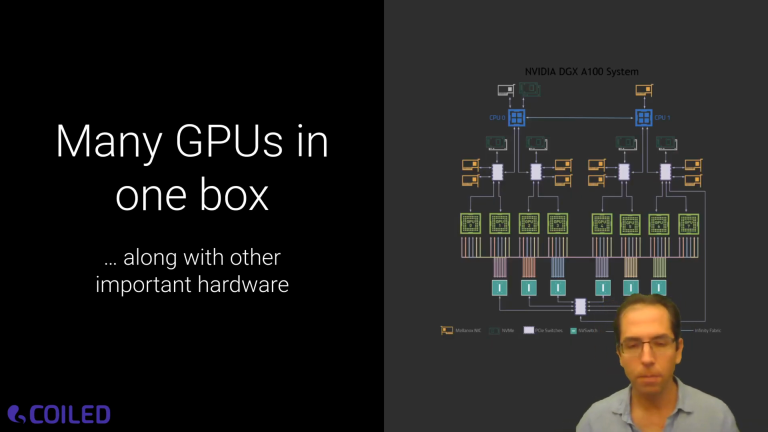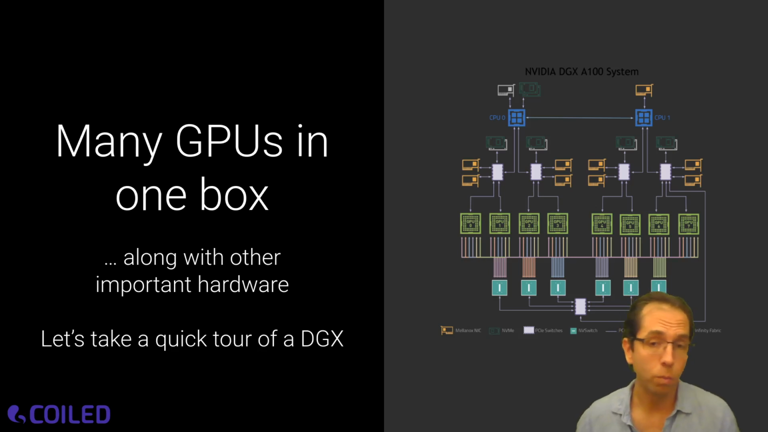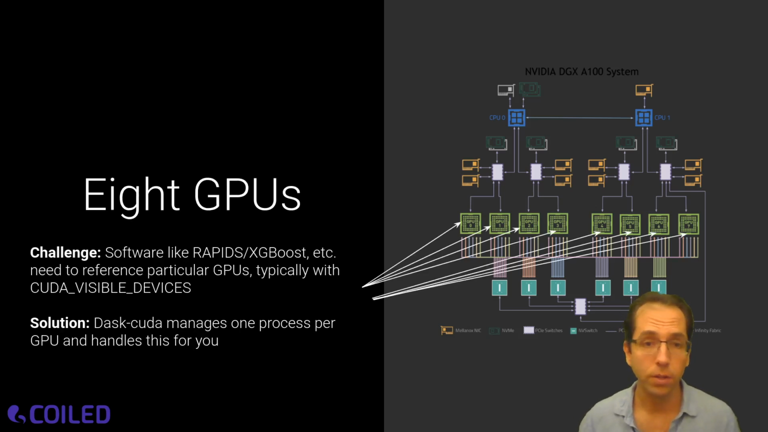So maybe you've bought a single machine. The machine has 8 GPUs in it. This is a diagram of a DGX, and a DGX is known for having 8 GPUs in it, and that's what most people buy it for. And so you've got these 8 GPUs. They're great. You can run that XGBoost model 8 times all on that one machine, all at the same time.